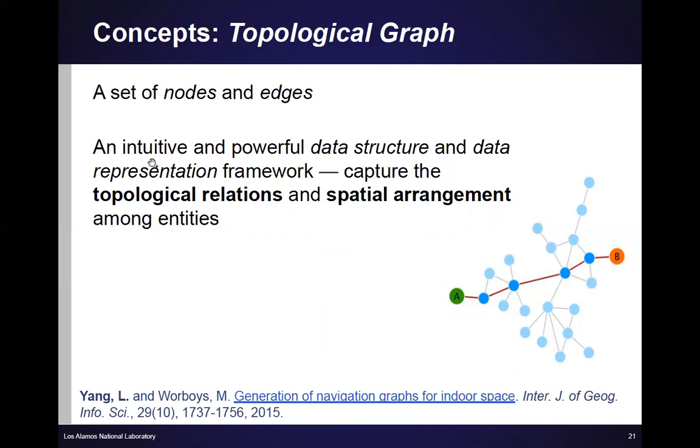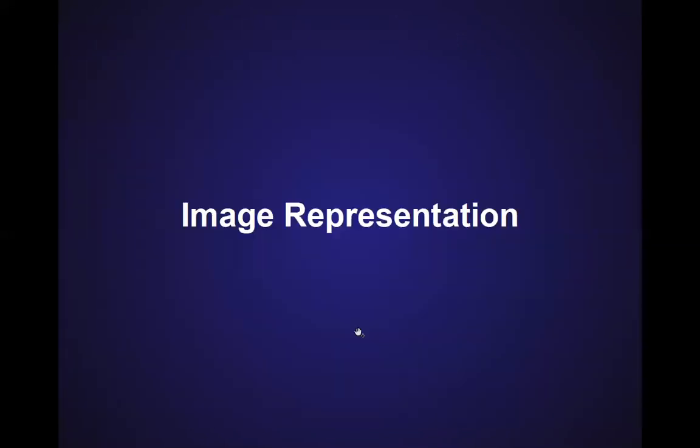Graph is an intuitive and powerful data structure and data representation framework because it can capture the topological relationships and spatial arrangement among entities that are present in an image. If you want to know more about topological graph, check my paper here. Click the link, and you can go to that paper directly.